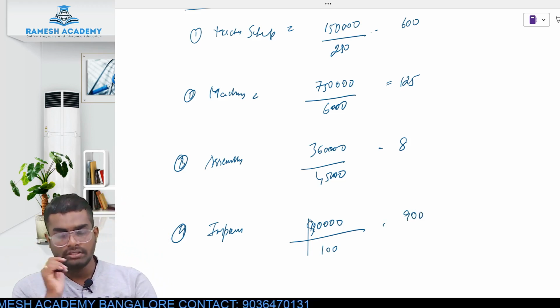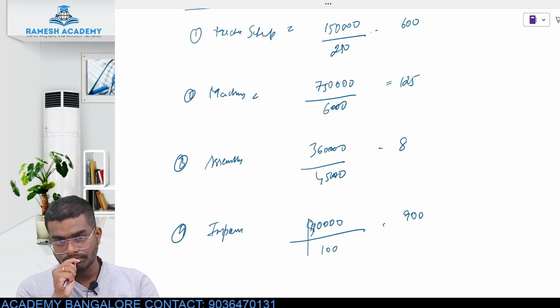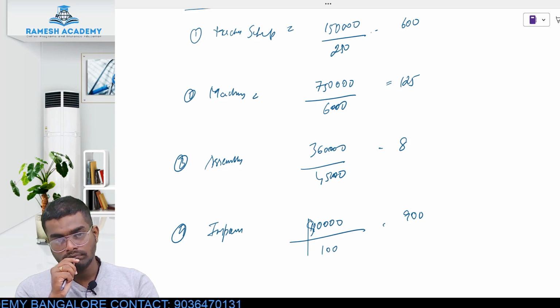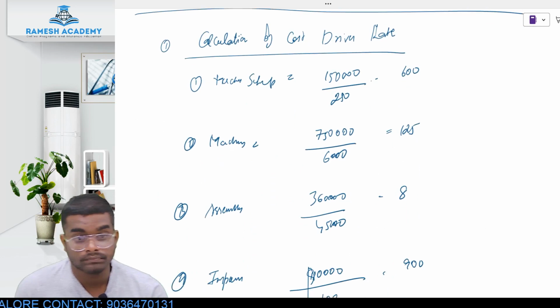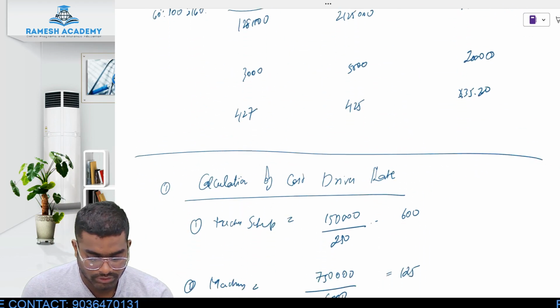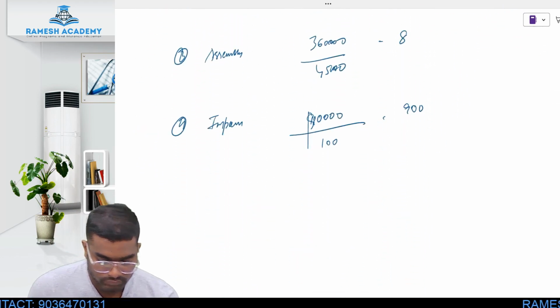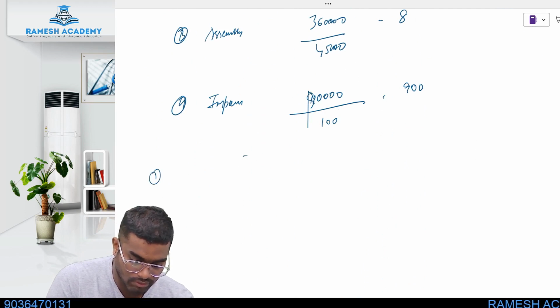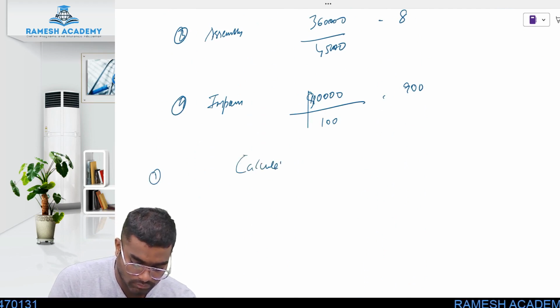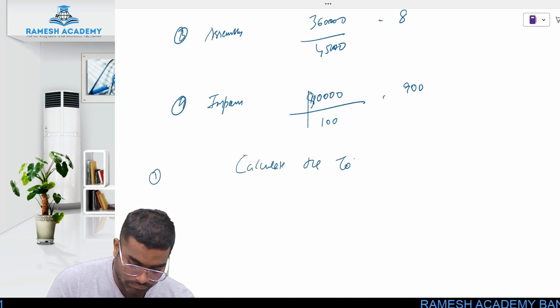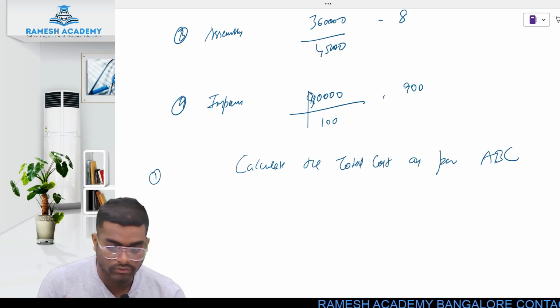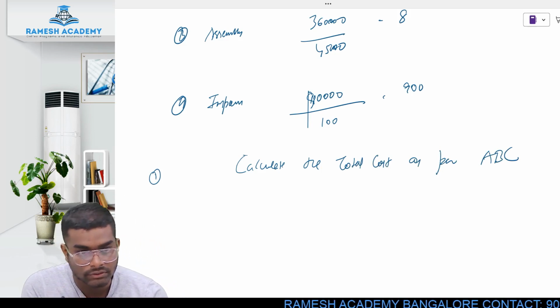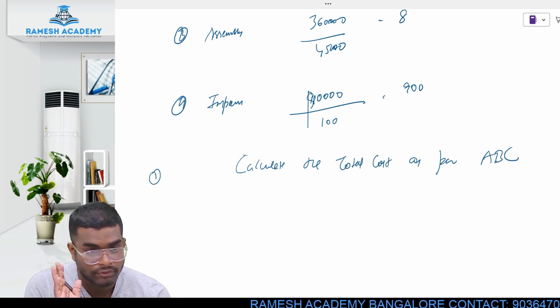So part 1 is solved. Now part 2, we have to calculate the total cost as per ABC. We can do one more thing also: we can calculate per unit, on the condition that the number of units is given in the question.